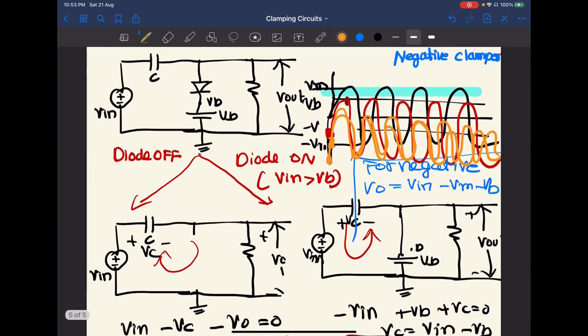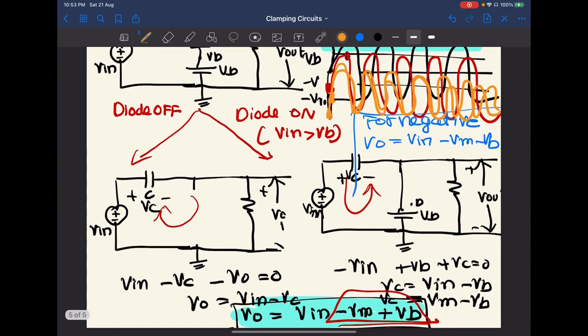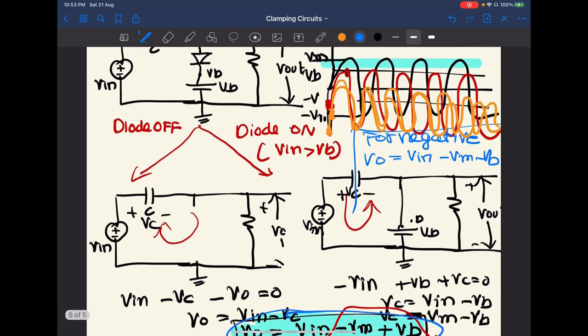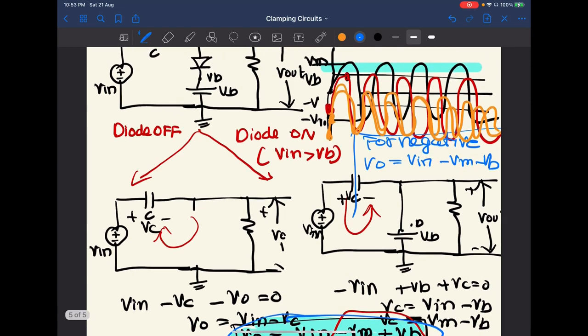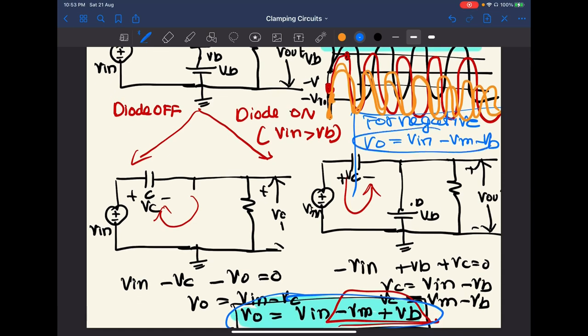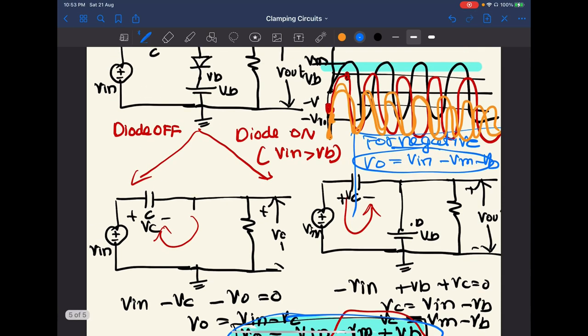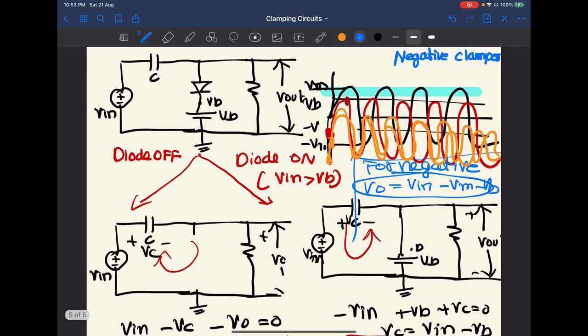So for positive biasing, output wave equation is this one. And for negative biasing, just instead of Vb, minus Vb, this will be the output wave equation. Here in this negative clamper, capacitor is charging to its peak value during the positive cycle. For the positive clamper, it is happening in the negative cycle. That is a difference. Okay, please note that too.